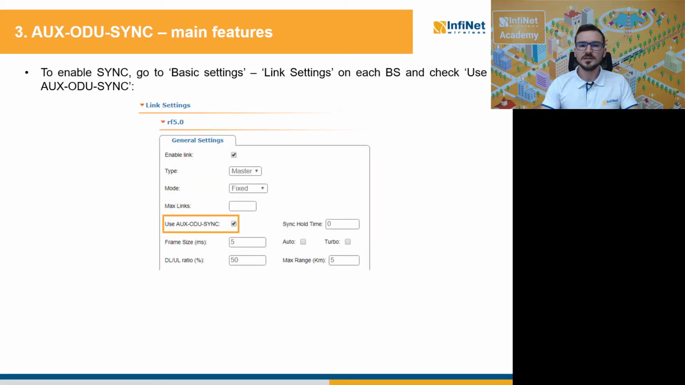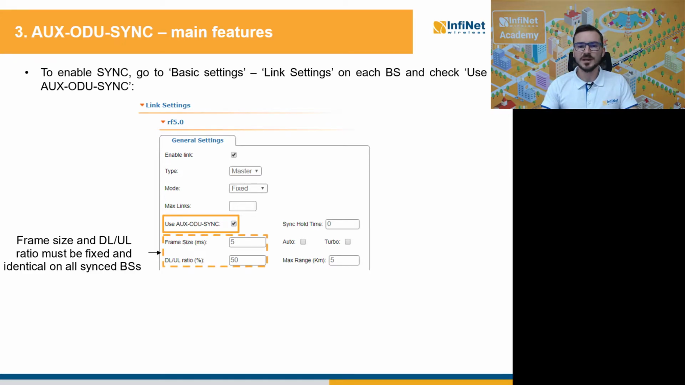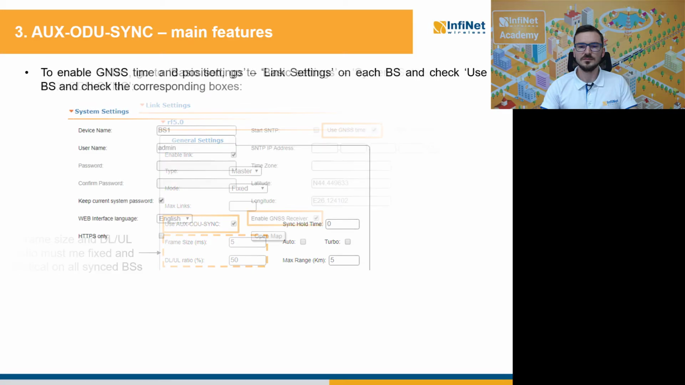To enable synchronization, all you have to do is go to the link settings section in the web GUI of each base station and check Use aux sync. Please remember that the frame length and the downlink uplink ratio must be fixed and identical for all base stations that need to be synchronized. Otherwise, the synchronization will not work. I have set 5 milliseconds and a 50-50 ratio, but this is just an example. You can set any values you require as long as they are the same on all sectors.